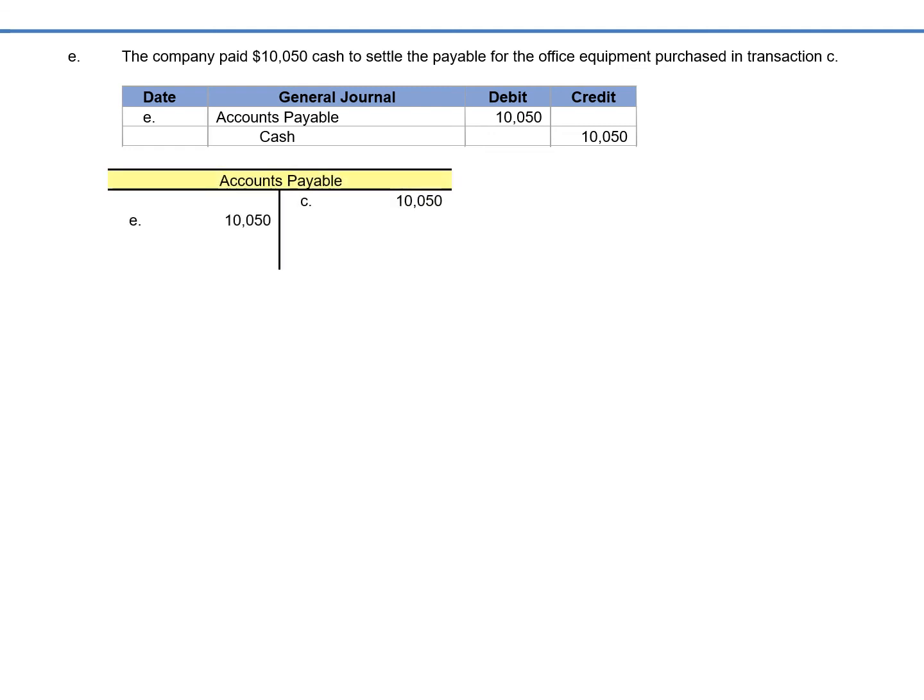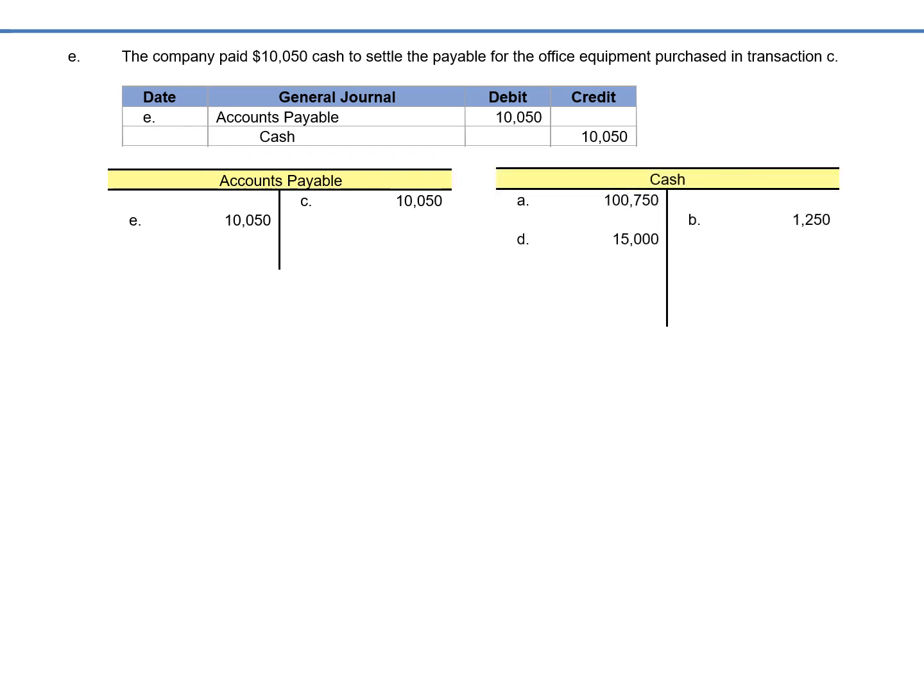So then we post our transaction to the T account. So see in transaction C, we had that $10,050 on the credit side or the right side of our accounts payable T account. Now in transaction E, we're paying for it. And so we're going to reduce the balance and we're going to post that to the left side of our T account. And then in our cash account, we're going to record the reduction to cash or the credits to the right side of our cash T account.